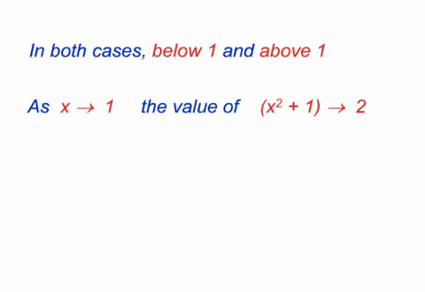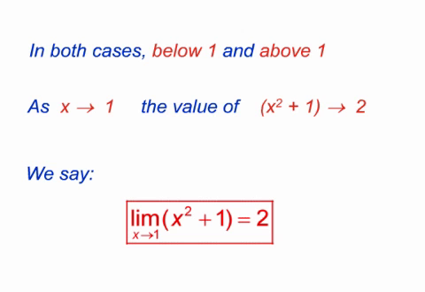So, in both cases, below 1 and above 1, as x approaches 1, the value of x squared plus 1 approaches 2. So we say more formally that the limit of x squared plus 1 as x approaches 1 is equal to 2.